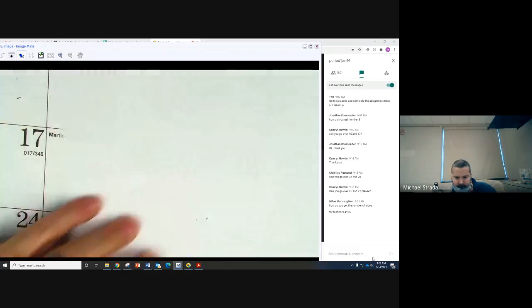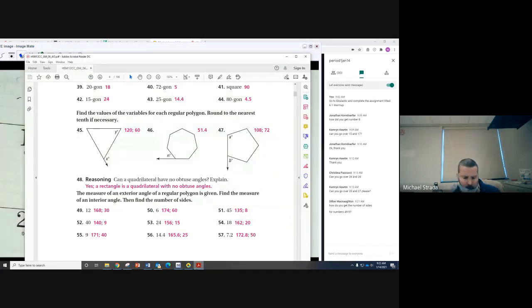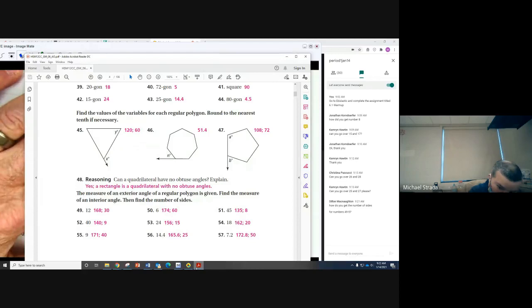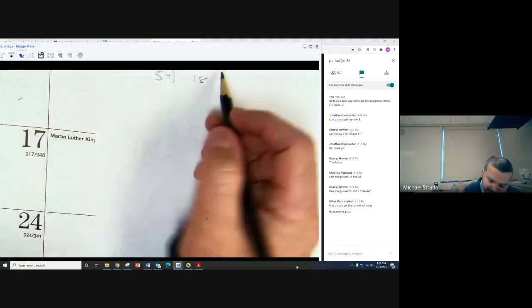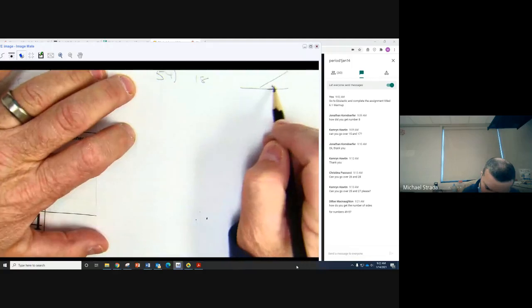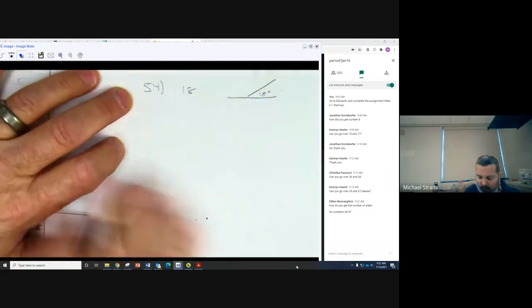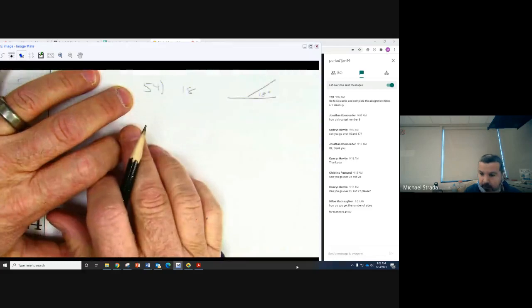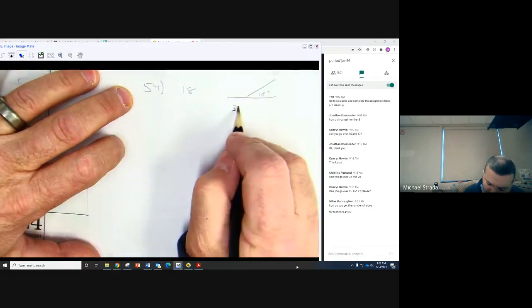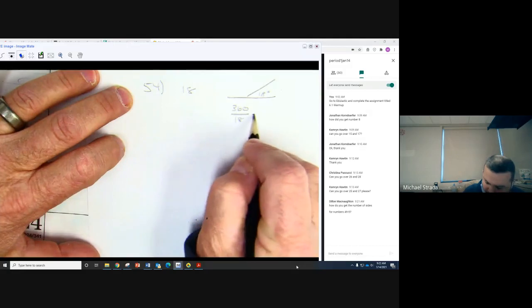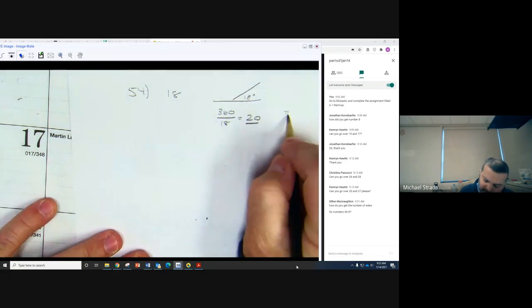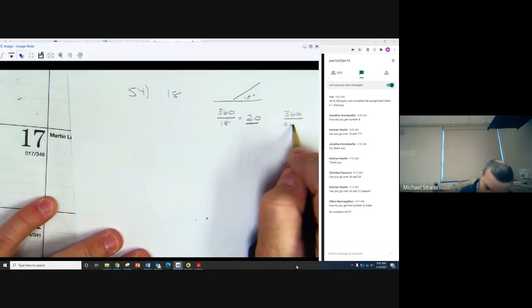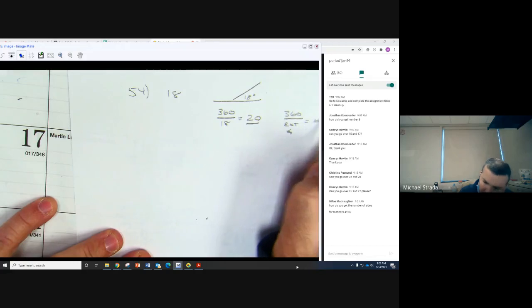So if I'm looking, let's say, at random one, 54. 54 says 18. Basically, that's our exterior angle, which is 18 degrees. We know that when we're all done, they're all going to add up to 360. So basically, if we take 360 and divide by the individual angle measure, we'll know how many sides it has. So basically 360 divided by the exterior angle equals the number of sides.